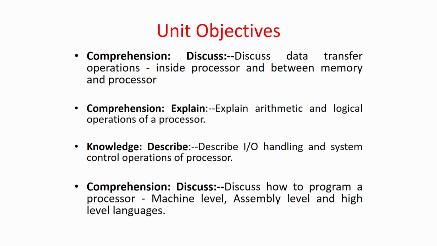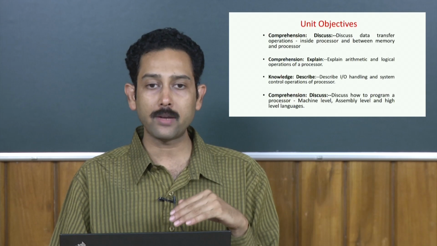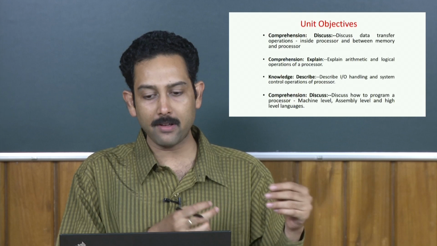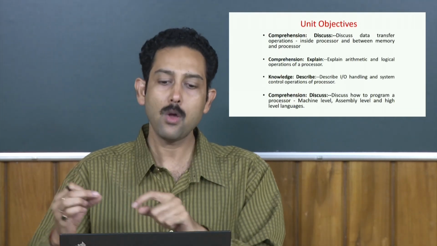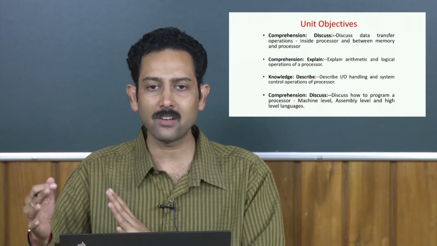You will be able to describe the basic idea, and in fact in a separate module we will discuss it in depth. And comprehension means here you will be able to discuss how to program a processor in machine level assembly language and high level languages. Basically the idea is that after doing this unit and also from the knowledge of some of the previous units, you will be able to tell, given a high level code, what will be the assembly language level instruction, what will be its binary version at the machine level, and what will be the corresponding high level. That means given a high level code, you will be able to translate it into assembly language and machine language and discuss how it executes.